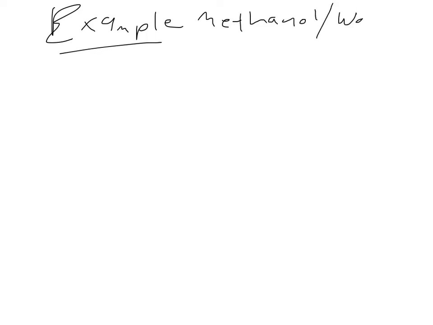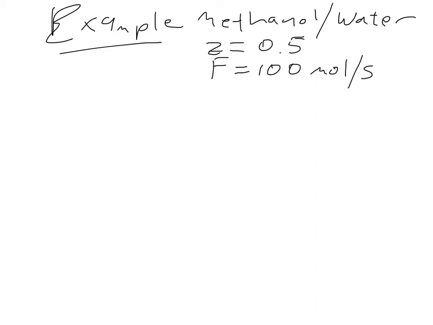Okay, I want to go through an example of how we go about solving a flash drum, or designing a flash drum, using the graphical method. So here's my example where we have methanol and water to be separated from each other. We have a given concentration of methanol in the feed. We have a flow rate of 100 moles per second, and we have a specification of the vapor to feed ratio of 0.5. So this is the information that we're given, and we want to find L, V, Y, X.